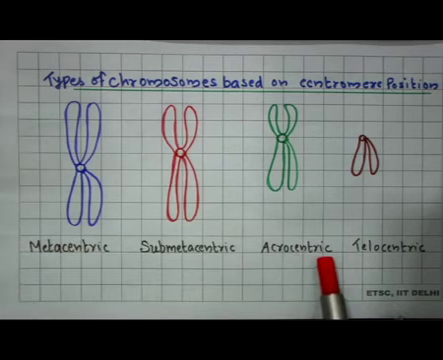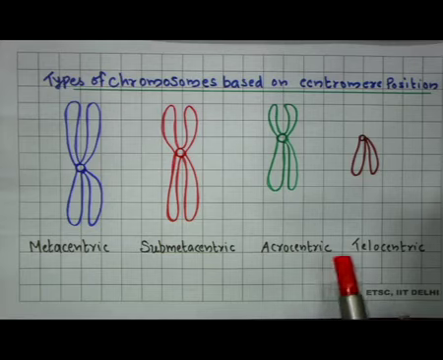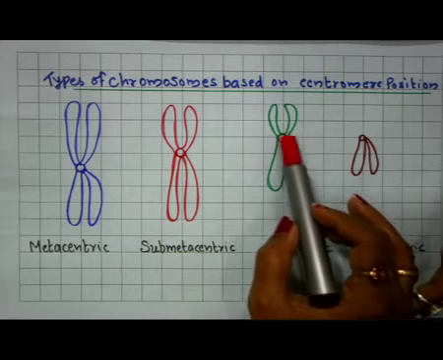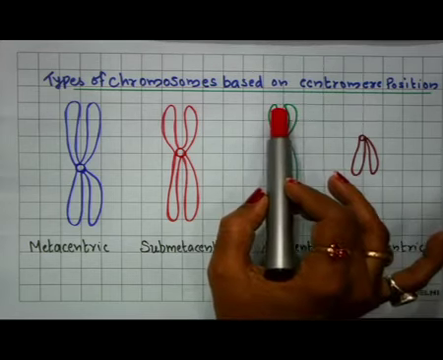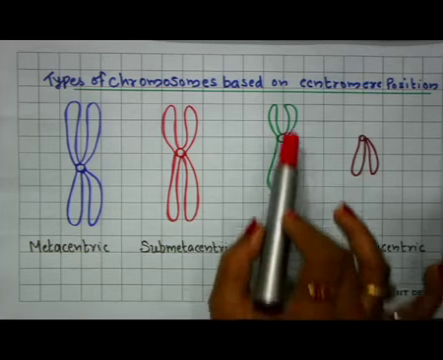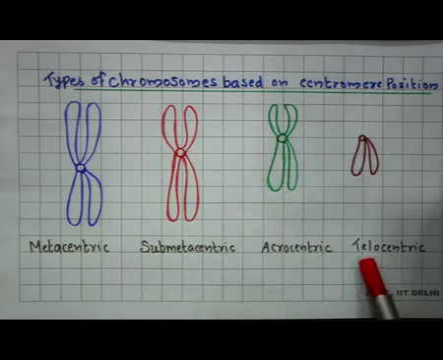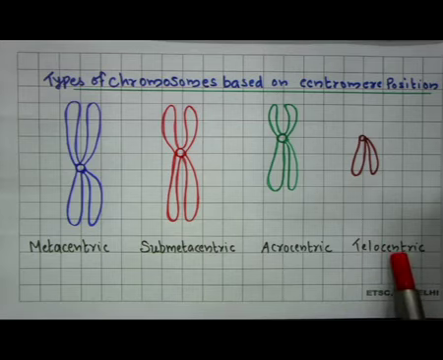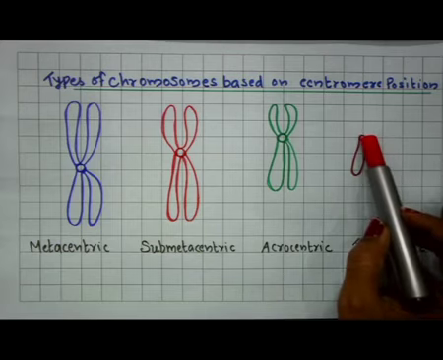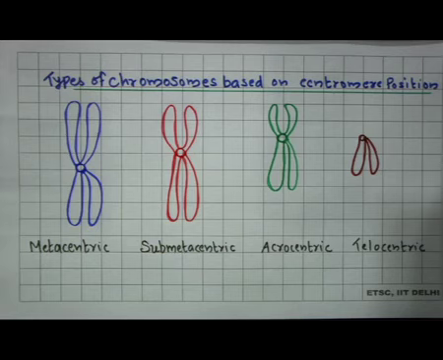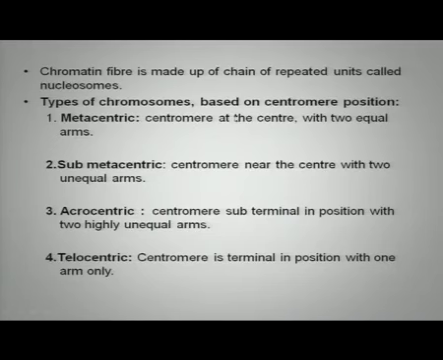Now, see the third case, that is acrocentric chromosomes. Still more, the position of a centromere is a little above, almost going towards tip, producing two unequal arms. The last one, that is telocentric, where you can see the position of centromere at the tip portion or terminal portion. So, in this way we can group these chromosomes into 4 different types based on the position of centromere.